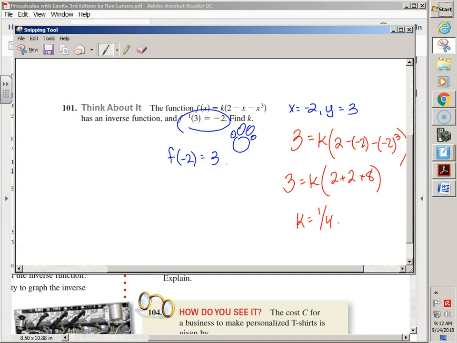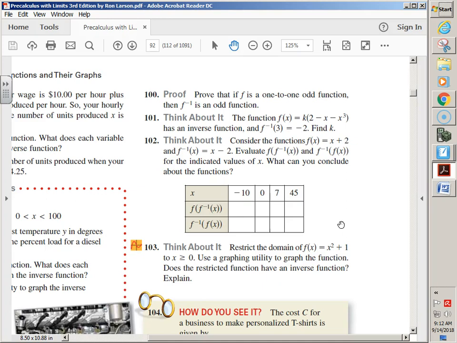Does that make sense? Tricky, tricky, tricky. It gave you a clue for the inverse function that you had to then relate to the original function and then plug in and solve. I like that problem. Maybe that's why I assigned it. Okay. Anything else? Odds or evens? Going once. Going twice. Sold.